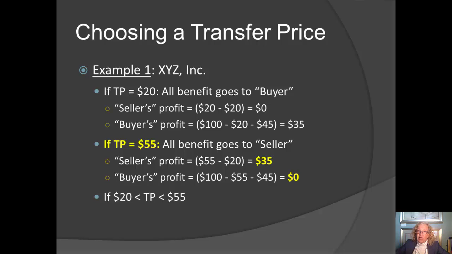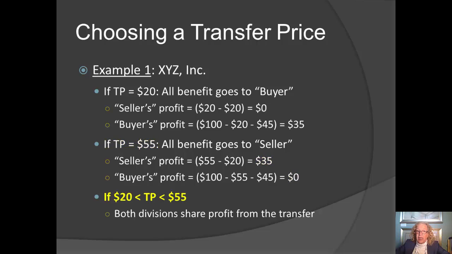If the transfer price is somewhere between these two numbers, bigger than $20 but smaller than $55, then both divisions share in the benefit that comes from the profit due to the transfer. And the firm as a whole benefits from a net $35 profit from the external sale.